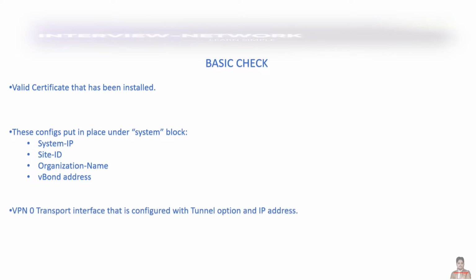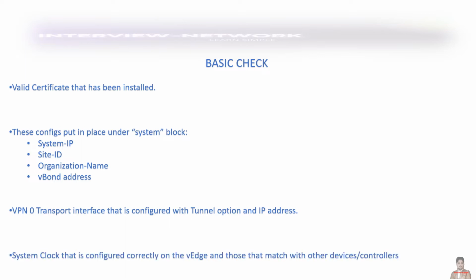Number three, cross verify that the VPN zero transport interface is configured with the tunnel option and IP address. Last but not least, cross-verify that the system clock is configured correctly on the vEdge and matches with the other devices and controllers. Once you are done with these basic checks, then you should move to the next step, because most of the issues that normally occur in SD-WAN boxes lie in these basic checks. If there's any issue in these basics, then you will be facing problems on your SD-WAN boxes.